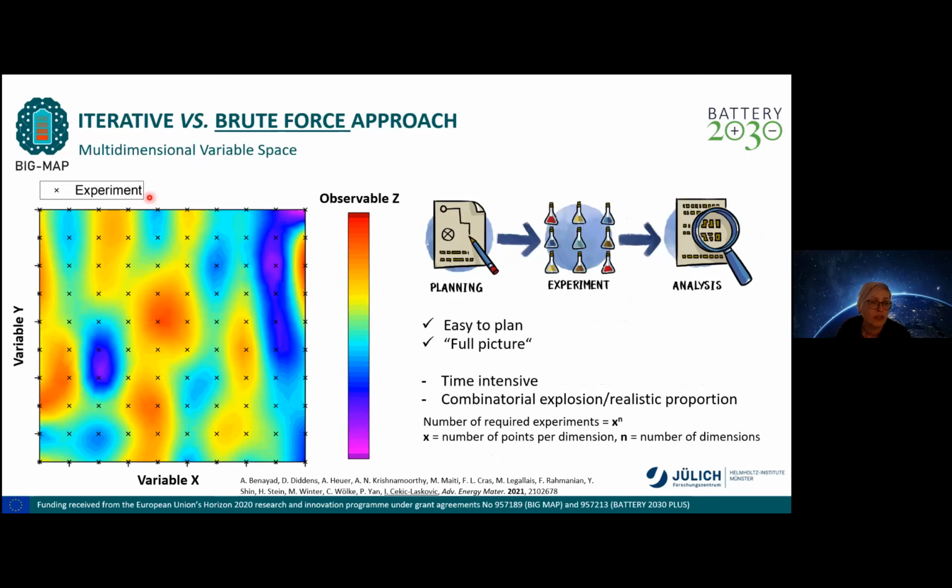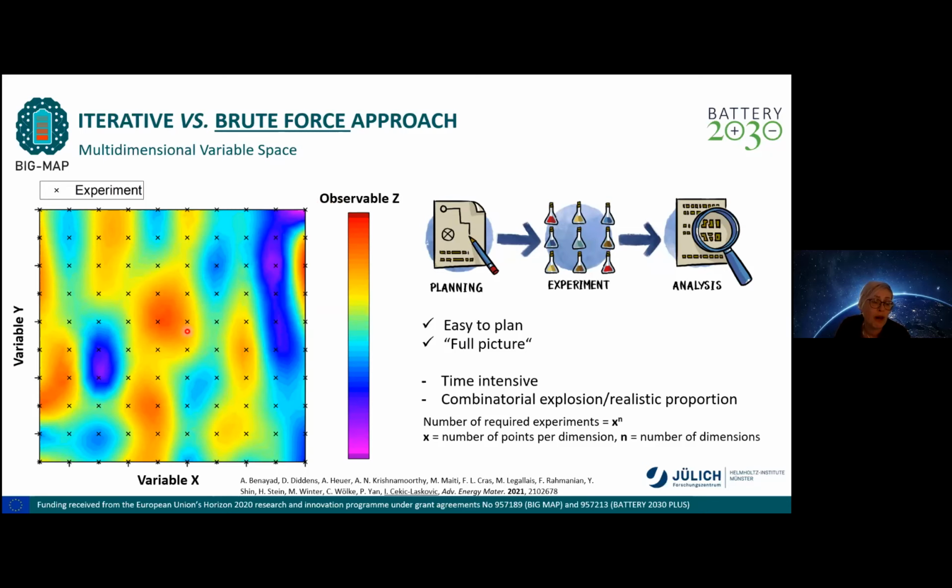And as you can see here, actually, we have the complete variable space covered in a grid and characterized in order to find the optimum value of the observable set. This approach is very easy to plan, as we don't need any preliminary knowledge on the system, and we get the full picture on the variable space that we are taking in consideration. However, although this approach contains some parallelization in experimentation, it is rather quite intensive.